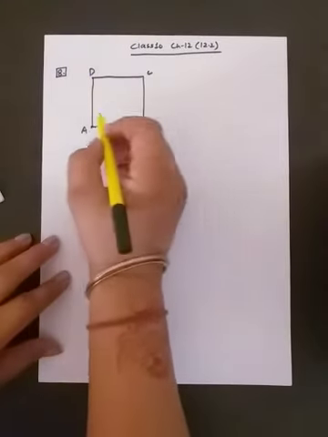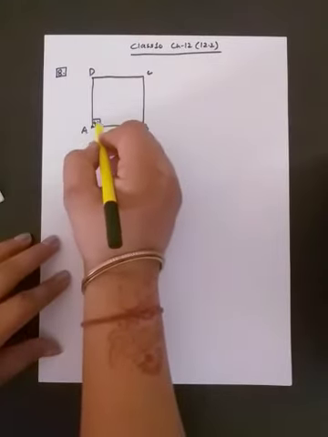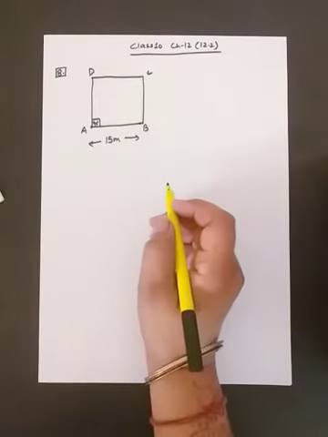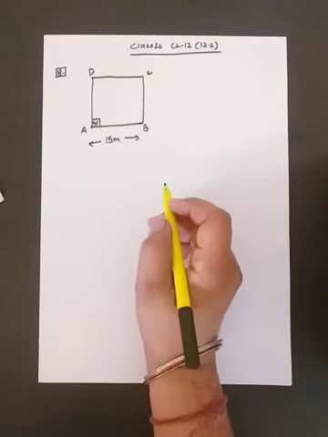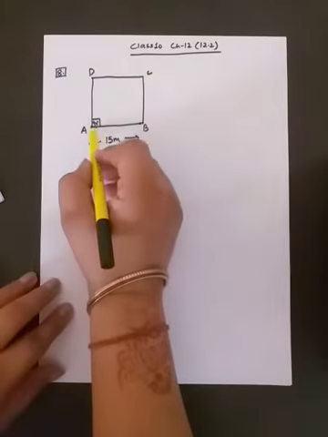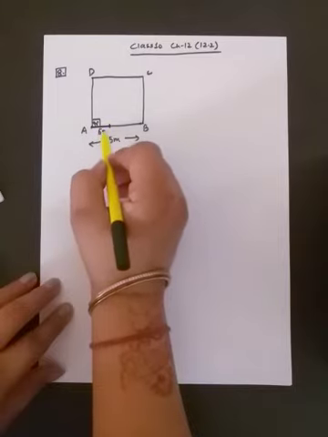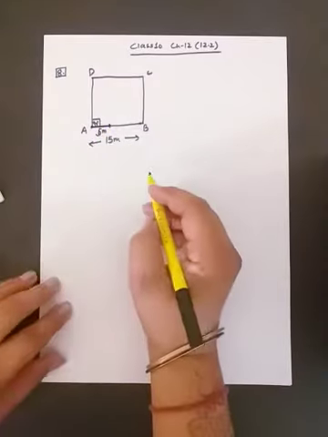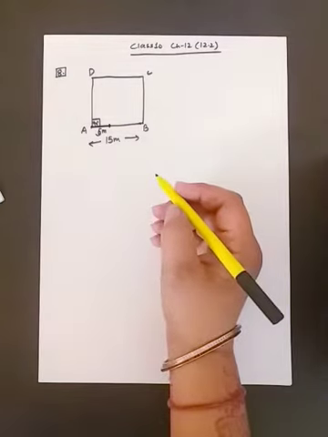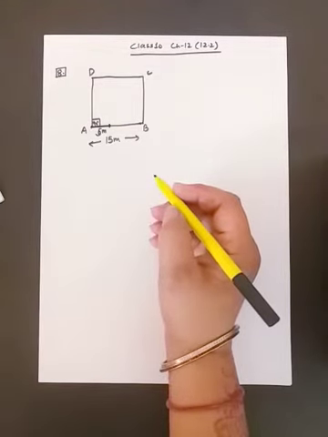So ABCD is a square, therefore each angle is of 90 degree. And by means of a rope of 5 meter long, meaning the rope with which the horse is tied, its length is 5 meter. Find the area of that part of field which the horse can graze.